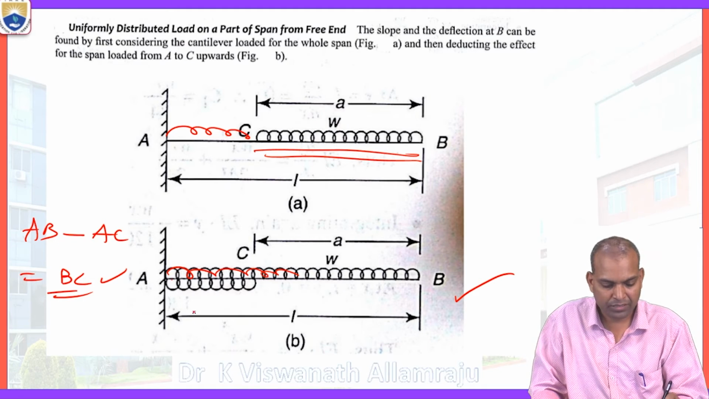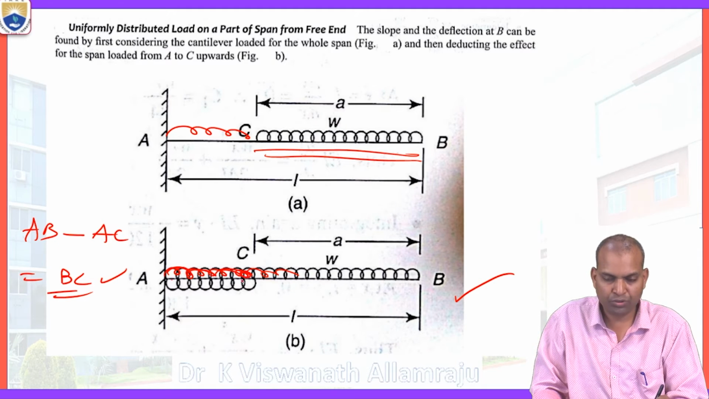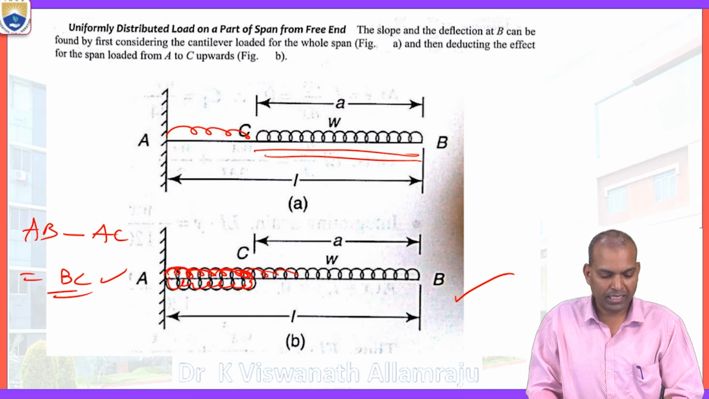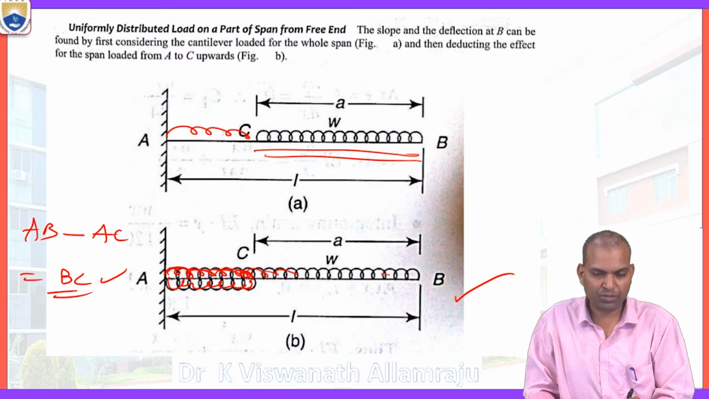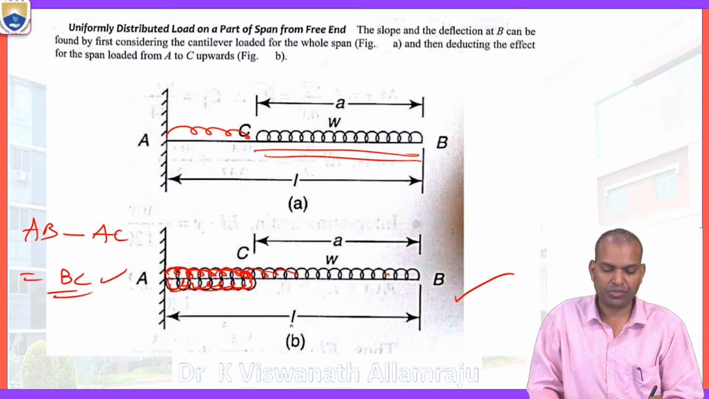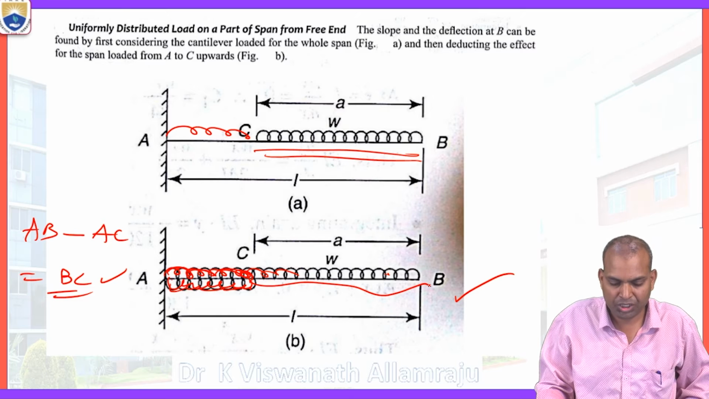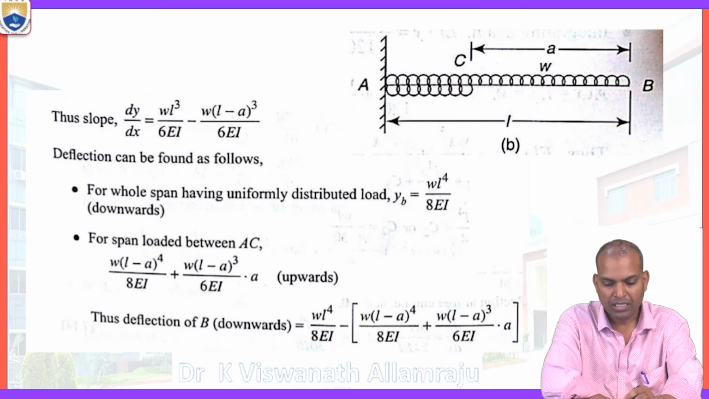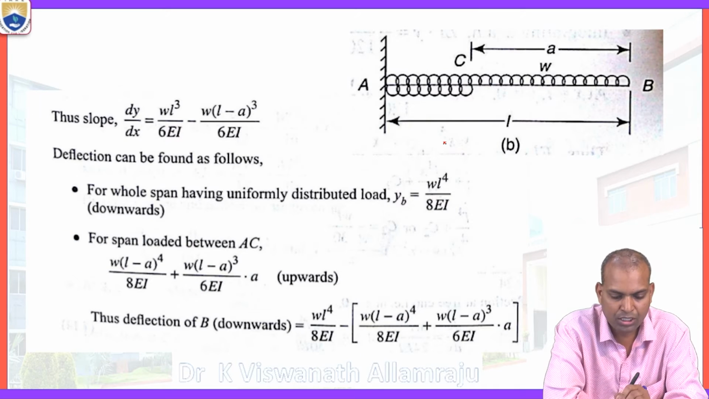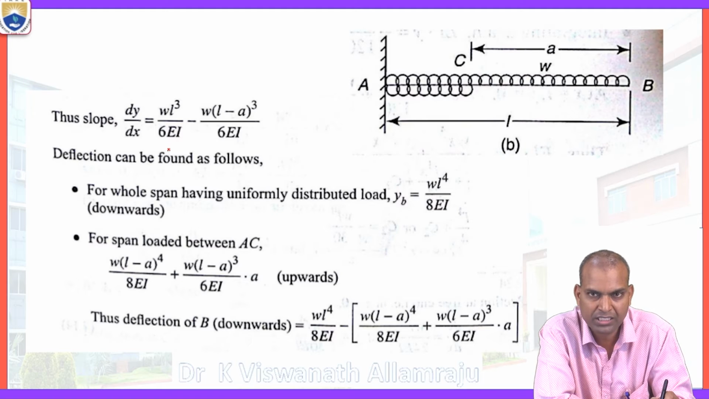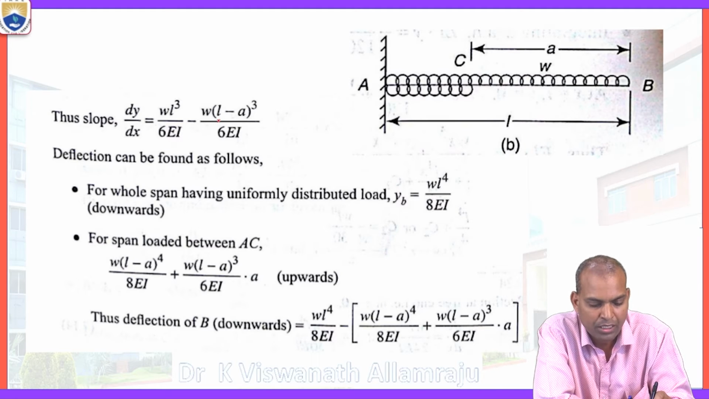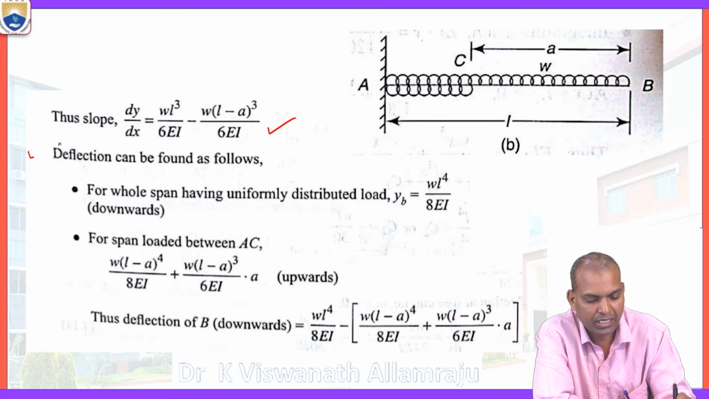For that, we applied a vertically downward UDL and a vertically upward UDL. So, from the total span, if we subtract this portion, we will get the slope and deflection of the BC portion. Thus the slope dy by dx equals WL cube by 6EI minus W times (L minus a) whole cube by 6EI. So the deflection can be found.